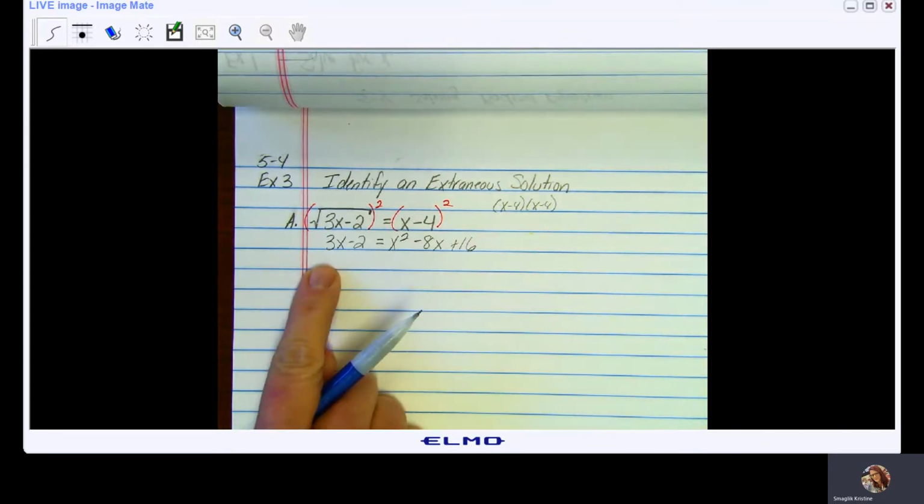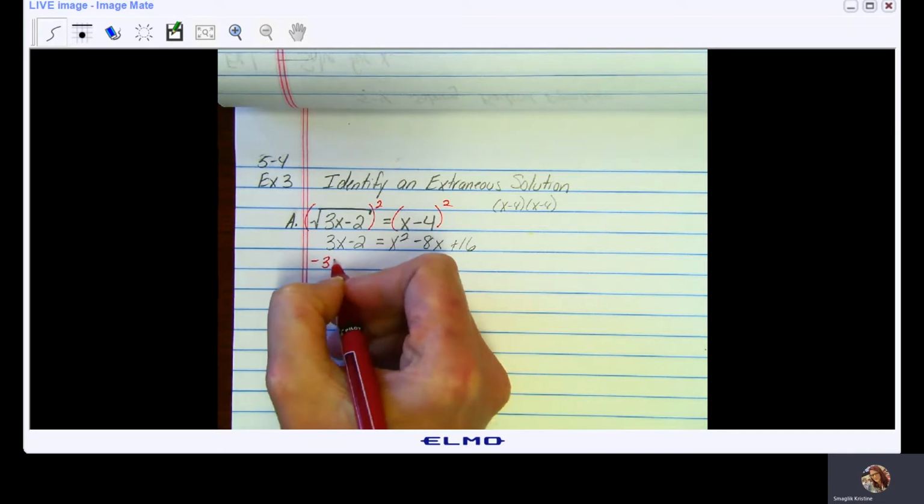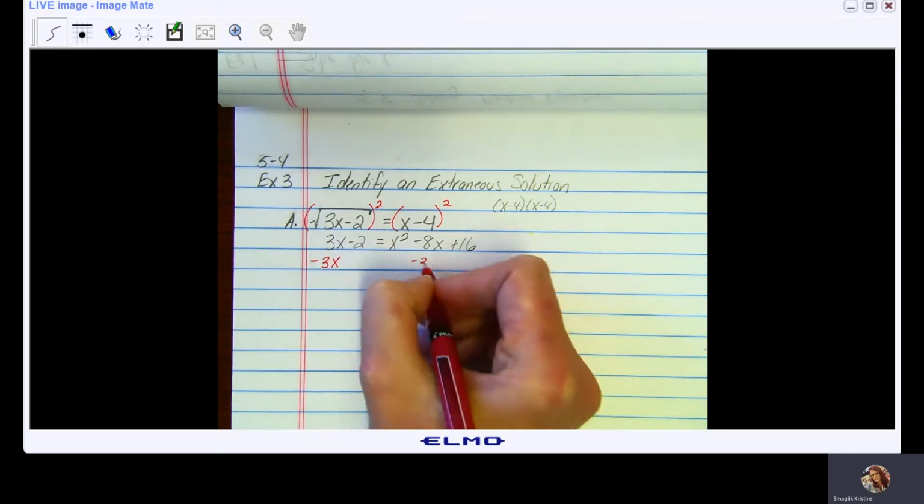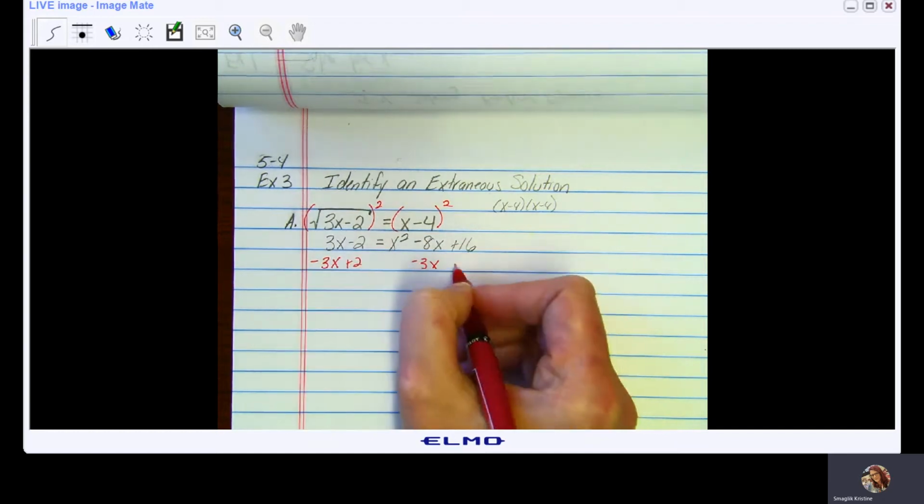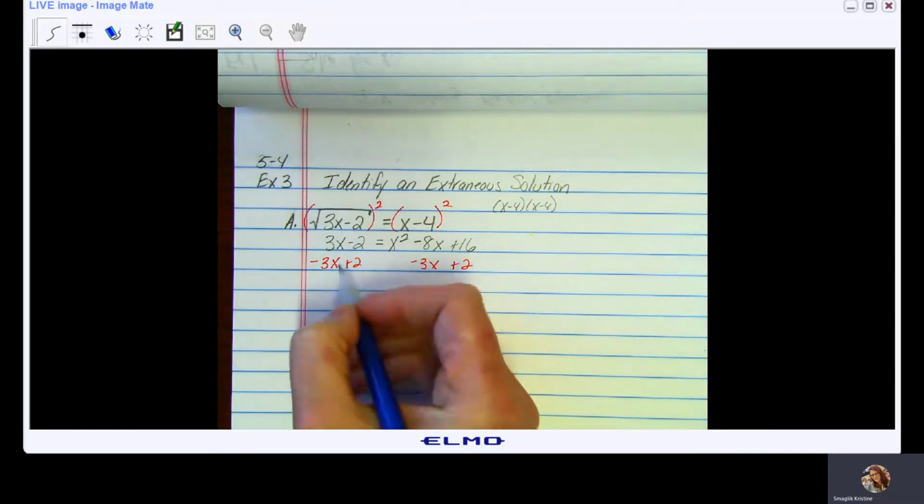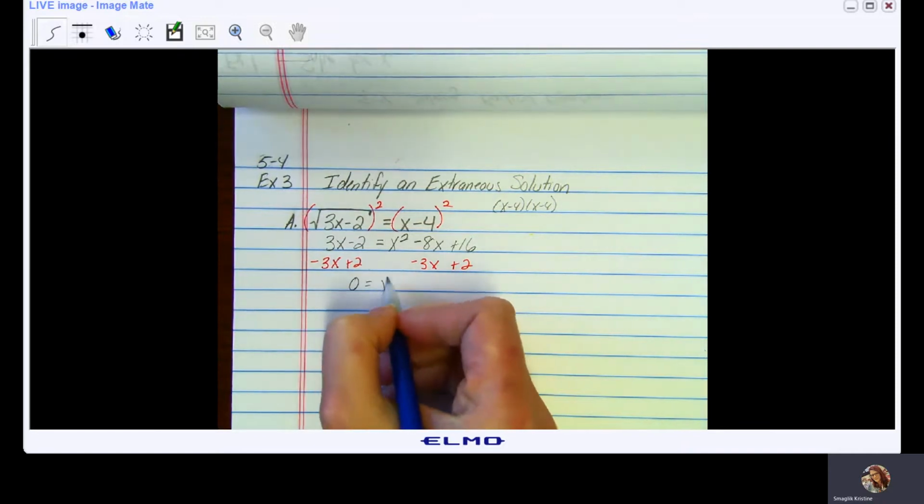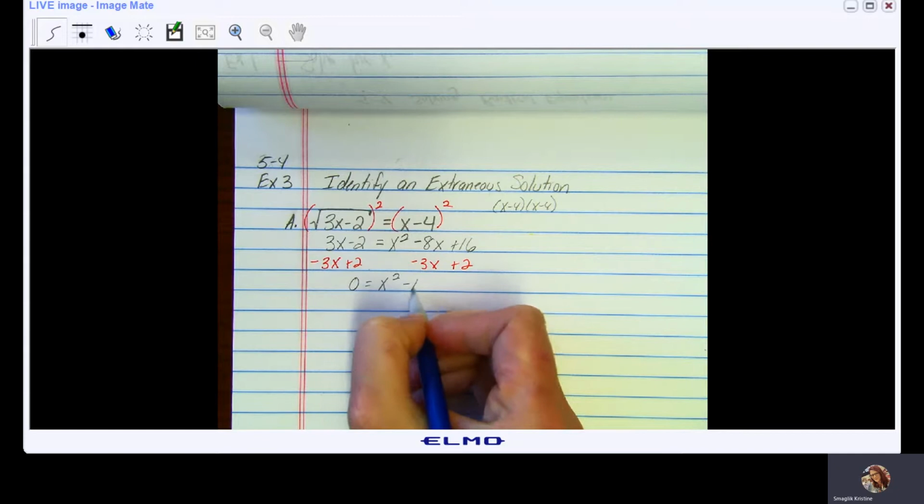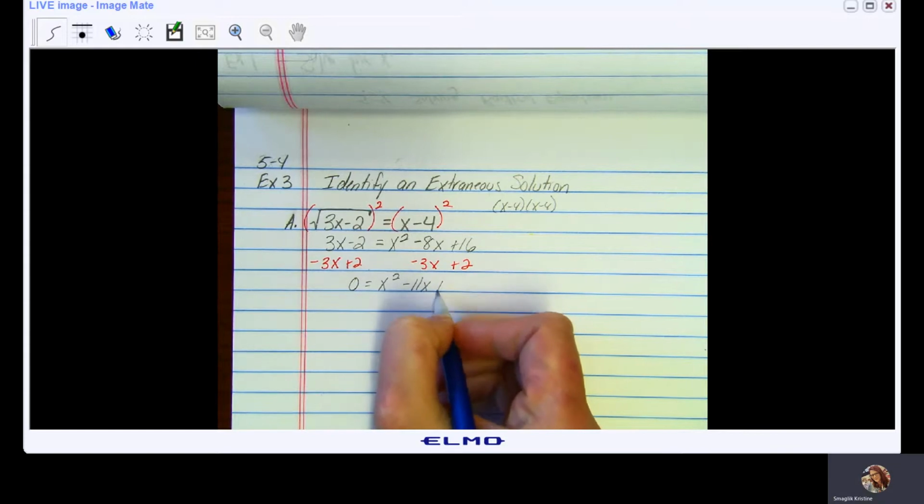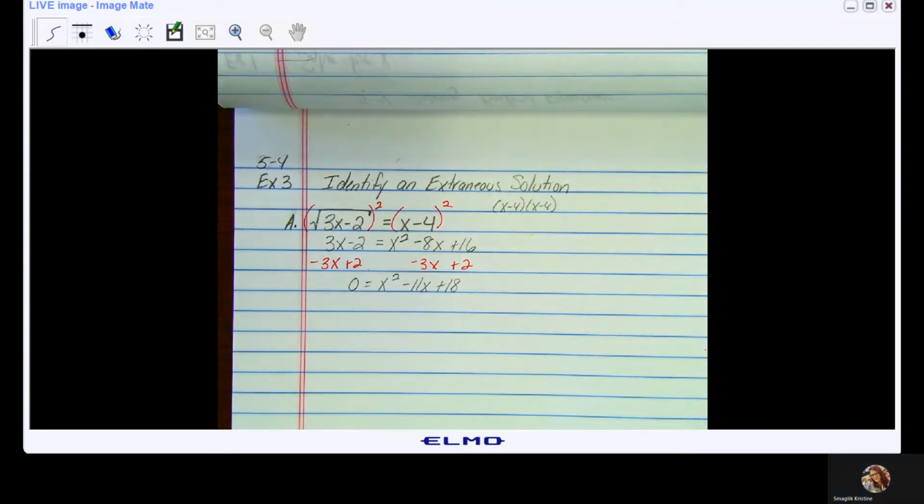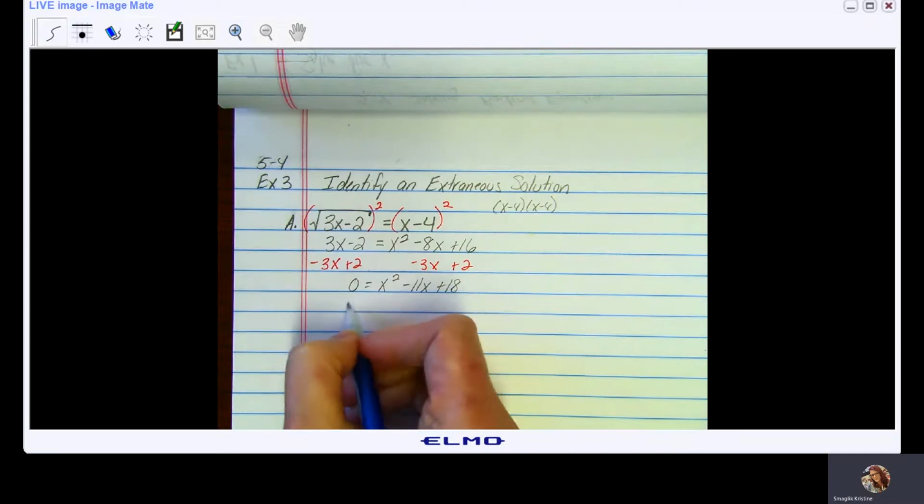My next step is going to be, let's subtract the 3x. Let me write this down. We're going to do this in one step. Minus 3x from both sides. And I'm also going to add 2 to both sides. I now have 0 equals x squared minus 11x plus 18. And now I'm going to factor.